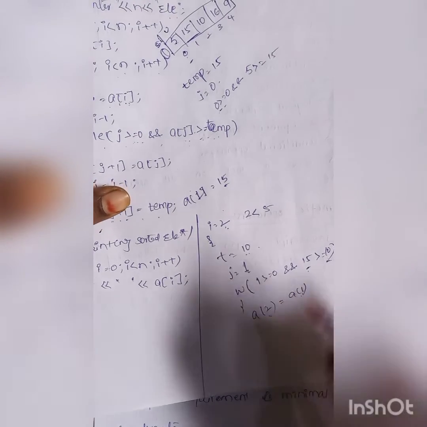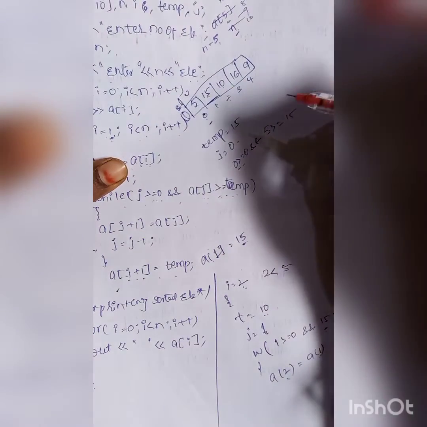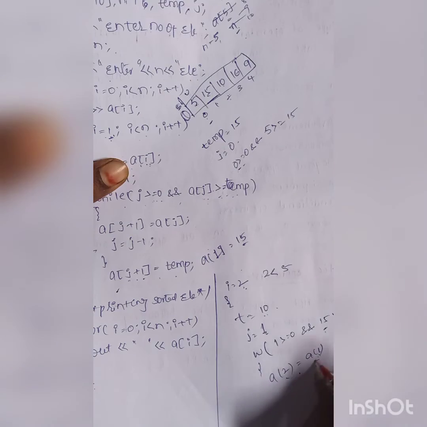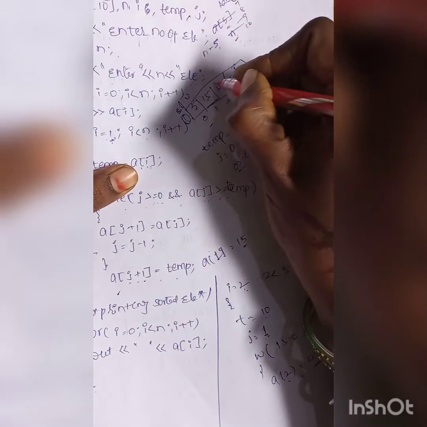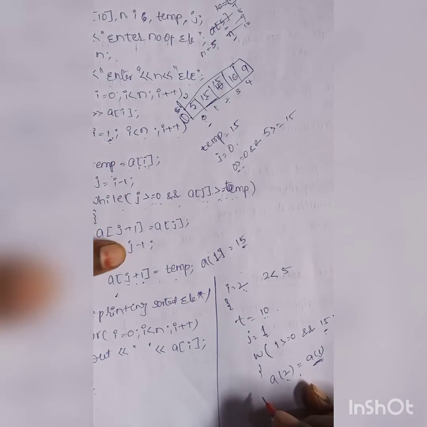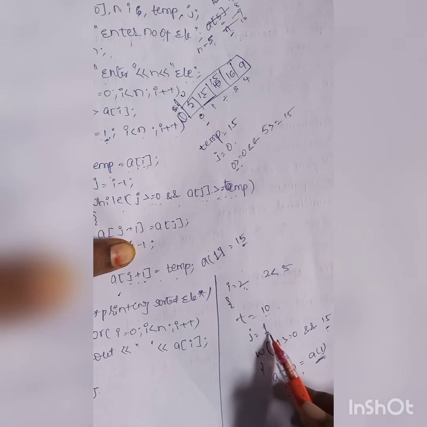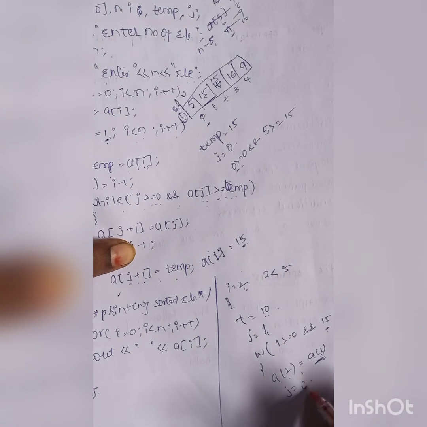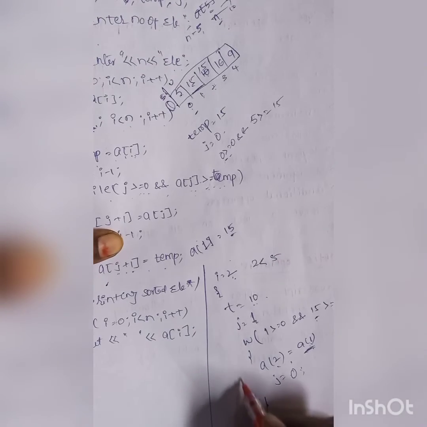So now look here, what is in A of 1? 15. What is in A of 2? 10. So what am I putting into A of 2? I am putting A of 1. What is in A of 1? 15. Here 15 is stored. Next j is equals to j minus 1. j is 1. 1 minus 1 is how much? j becomes 0. Again this we are running in a while loop, so it goes back.